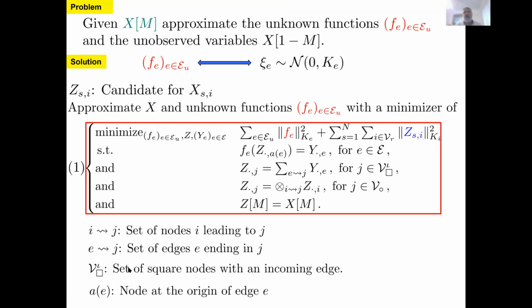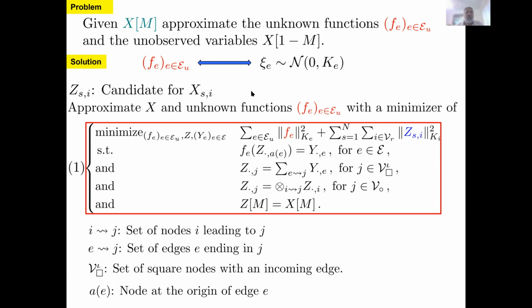Now we are ready for the solution of this general computational graph completion problem. The precise description of this solution is technical, but I will illustrate it with several practical examples, and one of them will be solving and learning PDEs. So this solution is to replace unknown functions of the graph by independent GPs and compute their MAP estimator given the observed entries of the matrix X and given the constraints imposed by the graph.